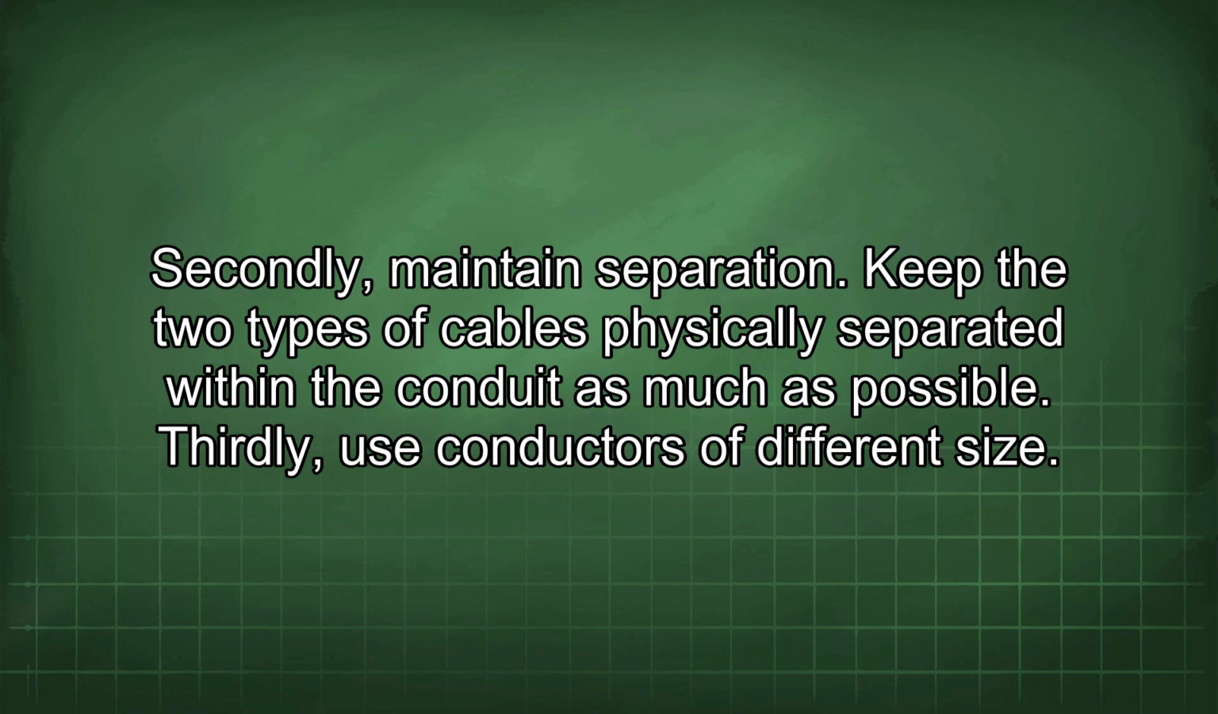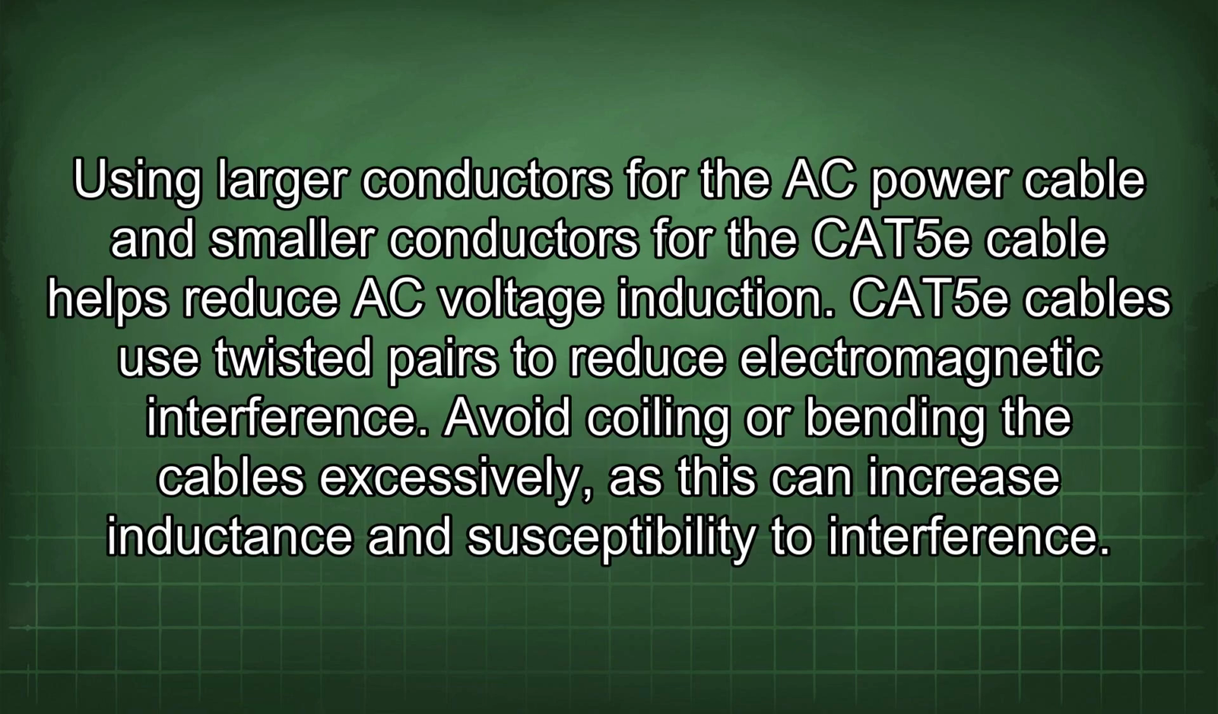Thirdly, use conductors of different size. Using larger conductors for the AC power cable and smaller conductors for the CAT5e cable helps reduce AC voltage induction. CAT5e cables use twisted pairs to reduce electromagnetic interference. Avoid coiling or bending the cables excessively, as this can increase inductance and susceptibility to interference.